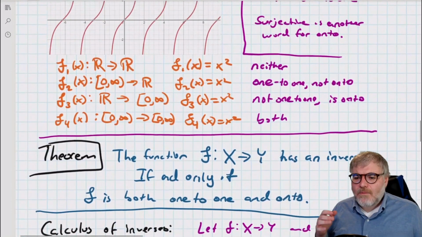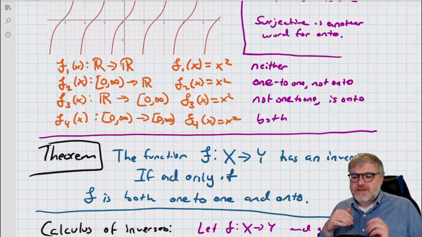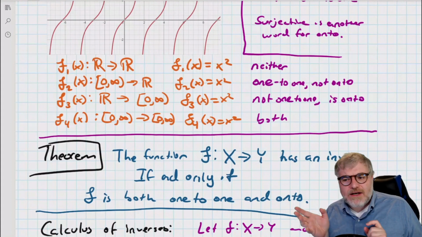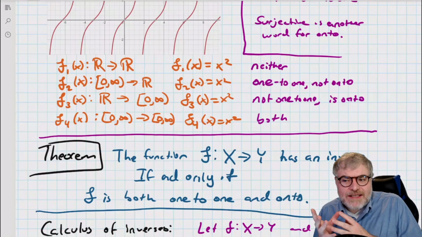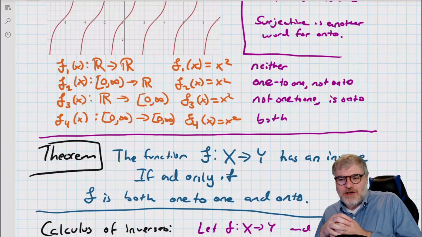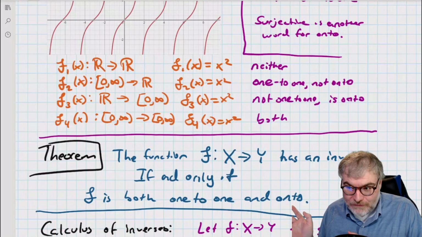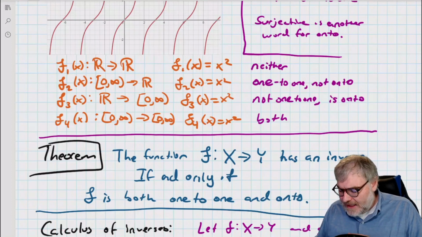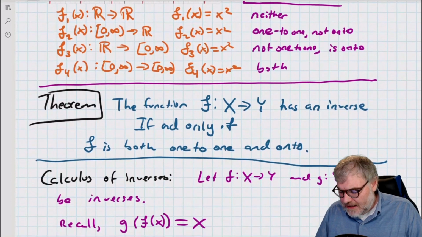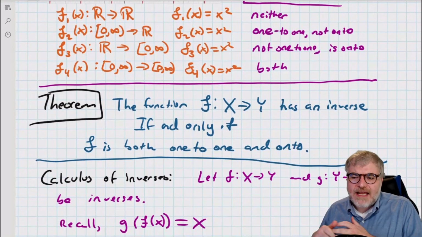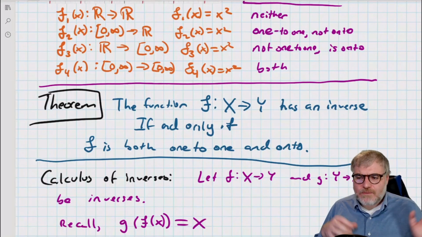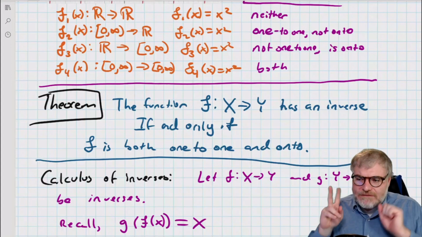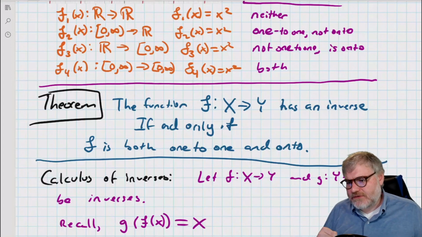Okay. Now, why do we care? Well, because there's this big theorem that actually requires a lot. If you want to prove it, it actually requires something called the axiom of choice. So we're not going to do the proof. But a function f from x to y has an inverse if and only if f is both 1-to-1 and onto. So you have to have both of these conditions to have an inverse.